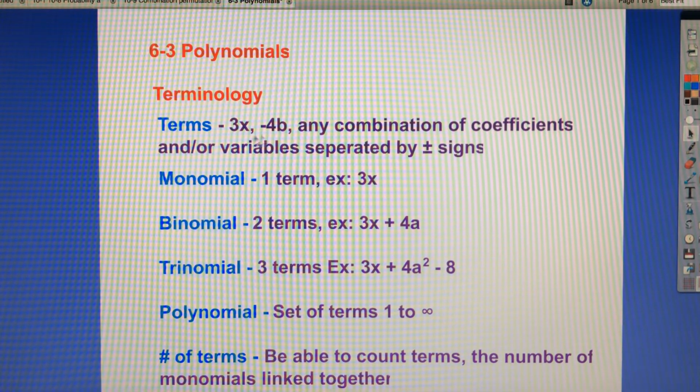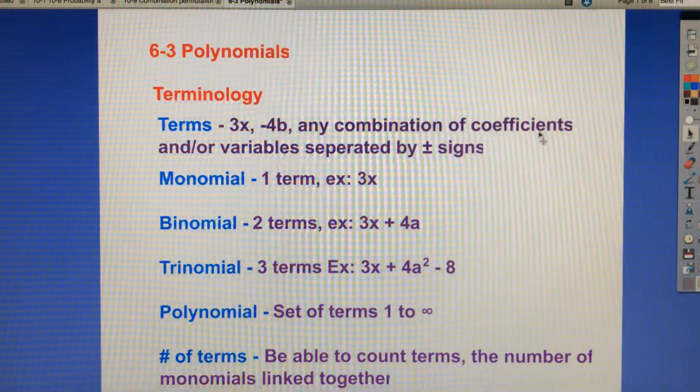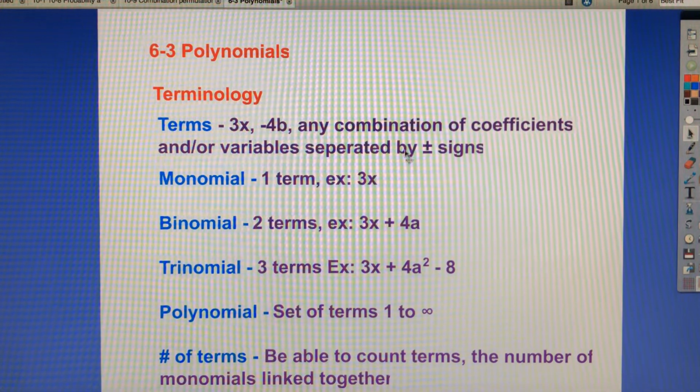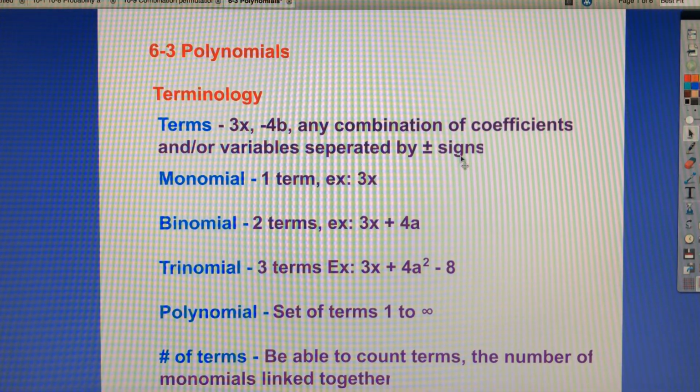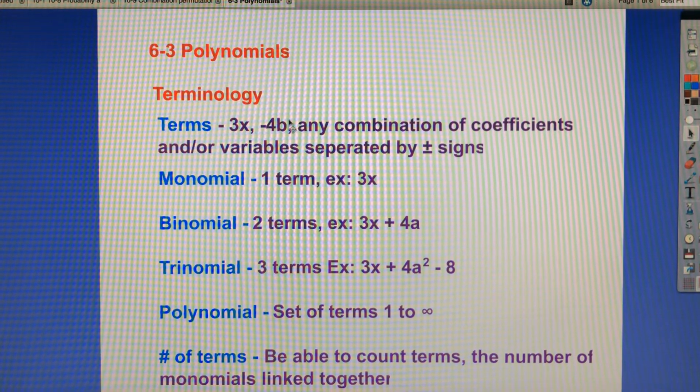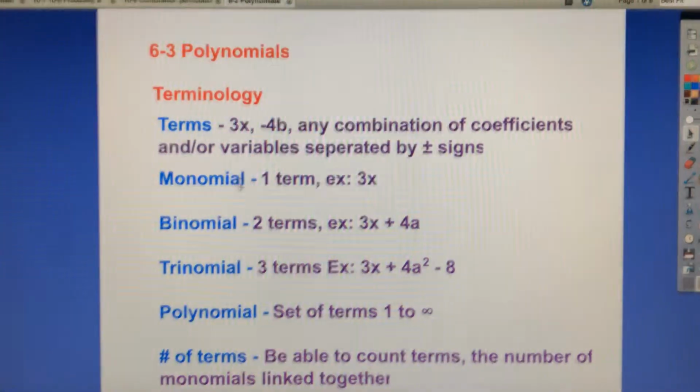Negative 3x, negative 4b. Any combination of coefficients, which are numbers, digits, and/or variables, which are letters of the alphabet, separated by a plus or minus sign, are called terms. Remember how I've talked about these being pieces of a puzzle. The sign goes with the term. You could cut these out and move them wherever you want, but the sign comes with.